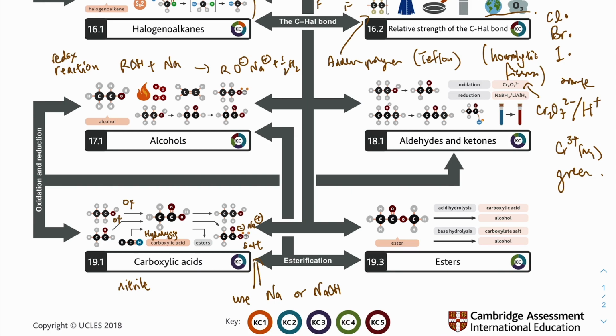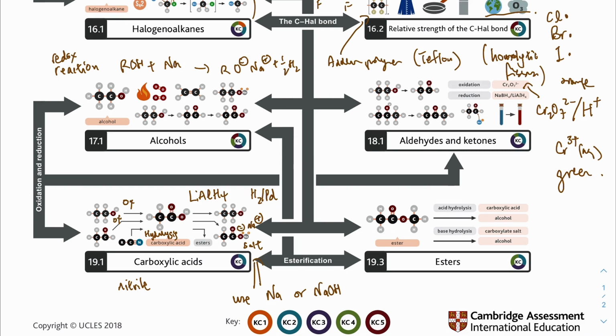You could reduce it back all the way to a primary alcohol, but you need a very strong reducing agent such as lithium aluminum hydride. Sodium borohydride will not reduce a carboxylic acid, and if you use hydrogen and palladium, that will also not reduce a carboxylic acid.